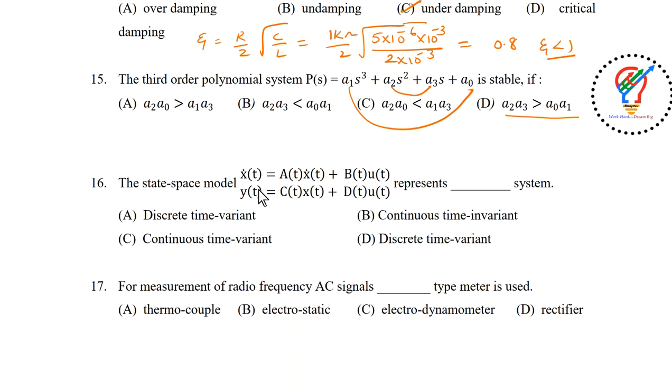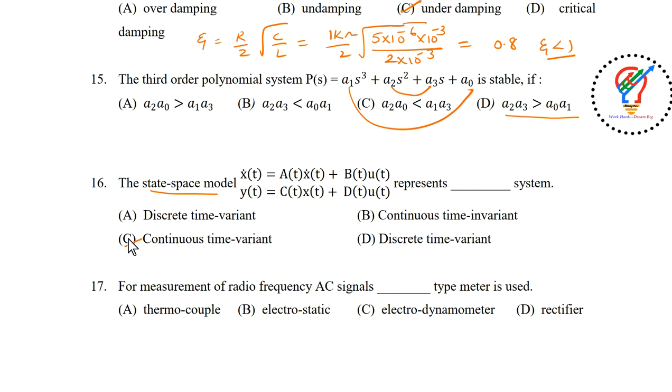The state space model x dash of t is equal to A of t into x of t plus B of t into u of t, y of t is equal to C of t into x of t plus D of t into u of t represents a dash system. So state space model is a continuous system, a continuous time variant system. So the answer is C.